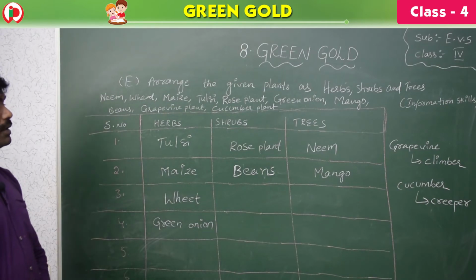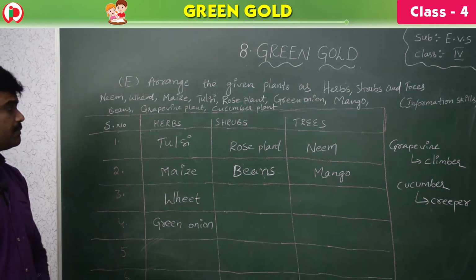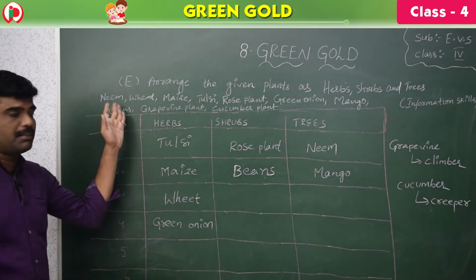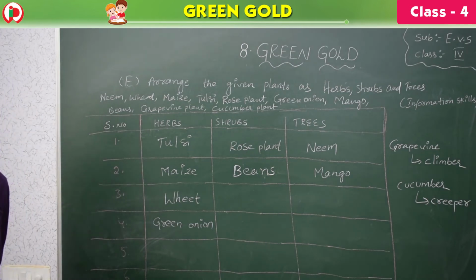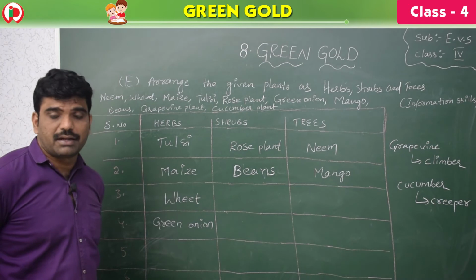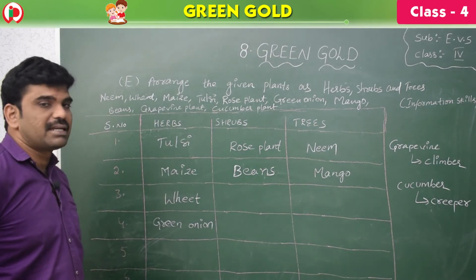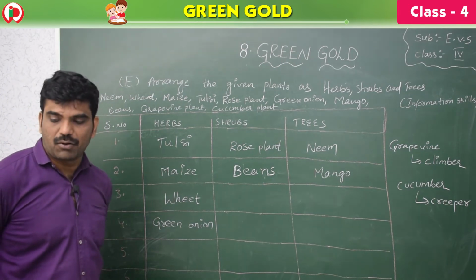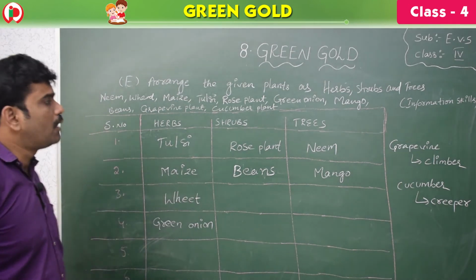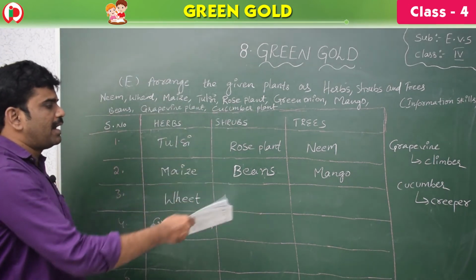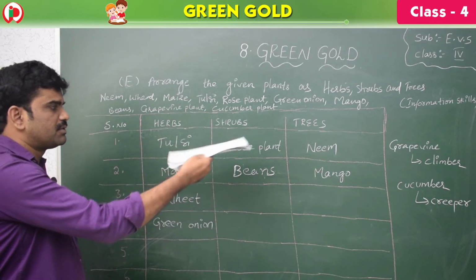Children, now it is also information skills. Arrange the given plants as herbs, shrubs and trees. The plants are there: neem, wheat, maize, tulsi, rose plant, green onion, next one is mango, beans, grapevine, cucumber. Mango, beans, grapevine and cucumber plant. Now you have to arrange the above plants. Okay, now you have to classify according to herbs, shrubs, trees.